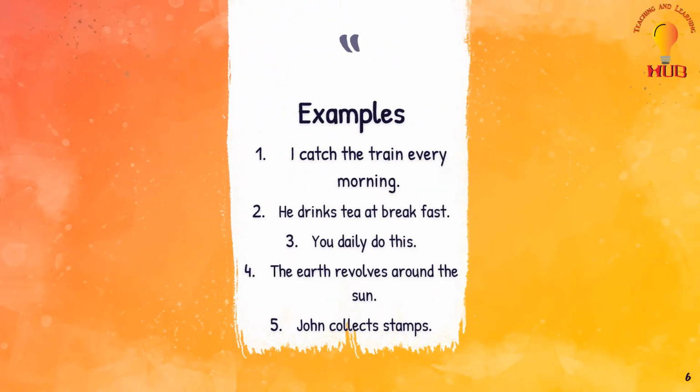Examples: I catch the train every morning. I is a subject. Catch, I have used a root verb without s. Now come to the second example. Here, he drinks tea at breakfast. He is the third person singular, and drinks, I have added s with the verb, and it shows that he is a third person singular, so he drinks tea at breakfast. You daily do this. You is the second person, but I have not used s with that. The earth revolves around the sun. John collects stamps.